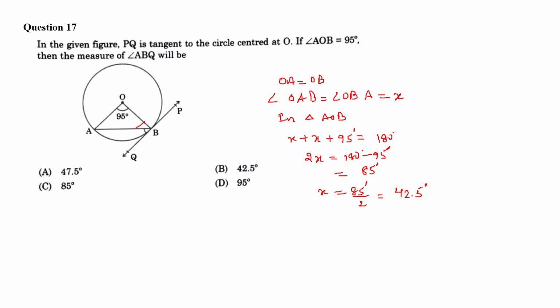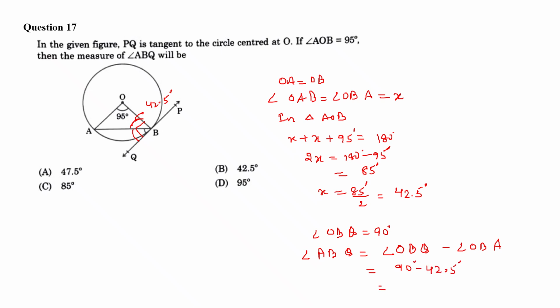Now OB is perpendicular to QP, right? So angle OBQ is 90 degrees. So to find this angle, I will subtract: angle ABQ is going to be angle OBQ minus angle OBA, which I have taken as X. So 90 degrees minus 42.5 degrees, and if you subtract, I will get 47.5 degrees. Again, A is the correct option.